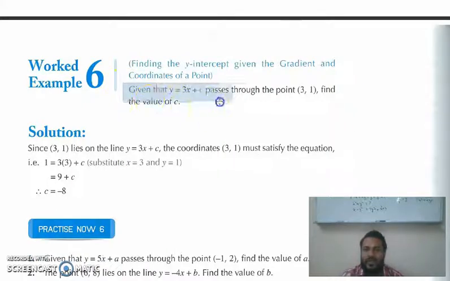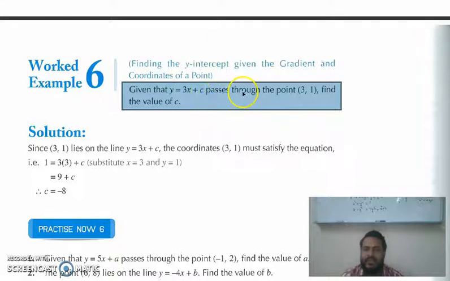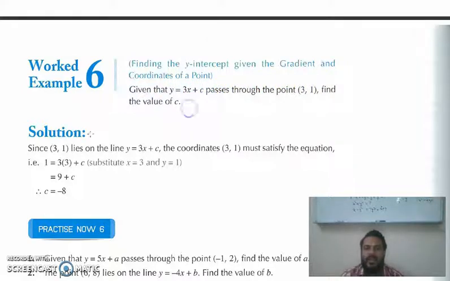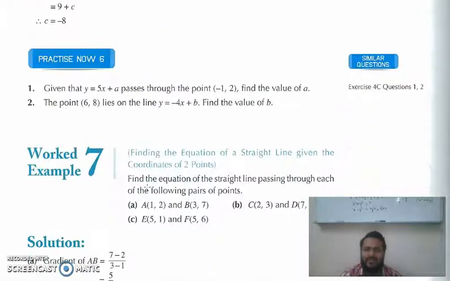See this question now. Given that y is equal to 3x plus c passes through the point 3 comma 1, find the value of c. This 3 comma 1 lies on the line y is equal to 3x plus c. Am I right? So the coordinate 3 comma 1 should satisfy the given equation. Take it as x and y points. Put these values in your equation. In place of x it is 3 and in place of y it is 1. Plug it in and you will get your c value.